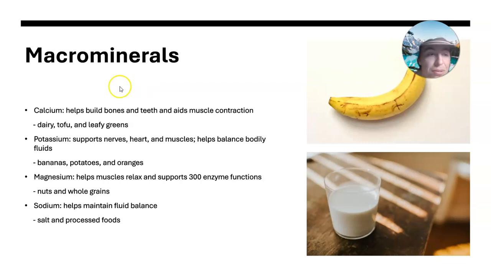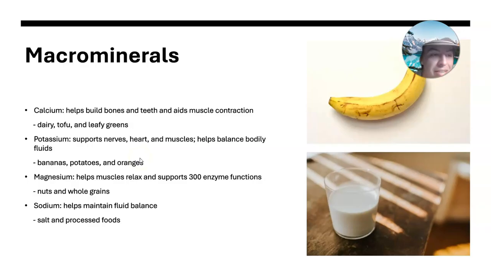First up, macro minerals. Calcium is the first one. It helps build bones and teeth and aids in muscle contraction. It is commonly found in dairy, tofu, and leafy greens, such as the milk I got in the bottom picture. Next macro mineral is potassium. It helps support nerves, heart, muscles, and helps balance bodily fluids. Commonly found in bananas, potatoes, and oranges. I got a banana in the top picture.